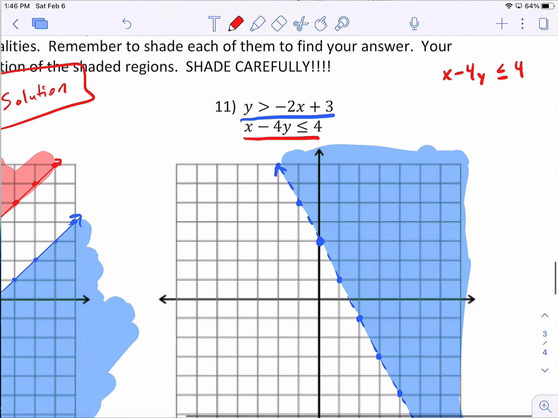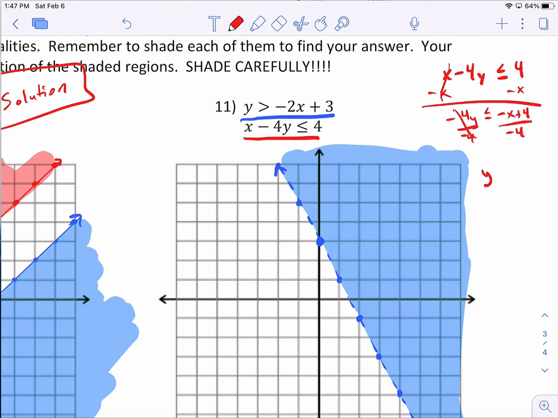Okay, so the first thing I'll do is get rid of the x by subtracting it. That'll give me negative 4y is less than or equal to negative x plus 4, making sure I put the x first so it's in slope intercept form. And then I'll divide both sides by -4 to finish it off. Now, when I do that, remember, since I'm dividing an inequality by a negative, I have to flip the symbol.